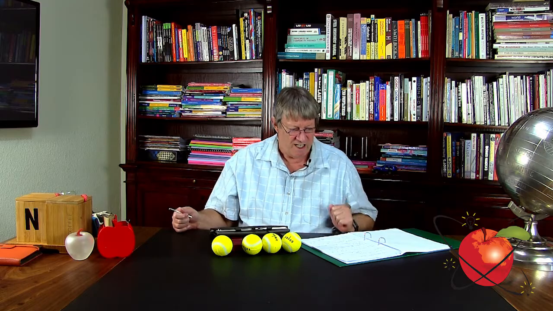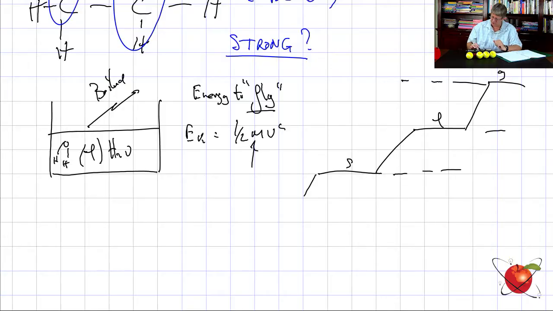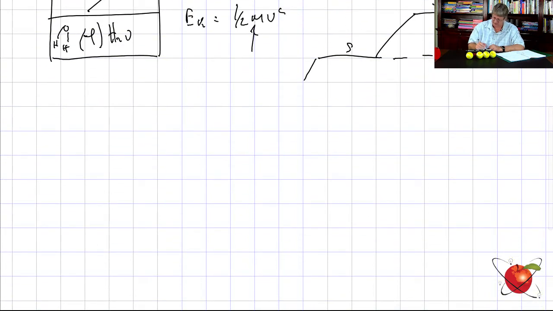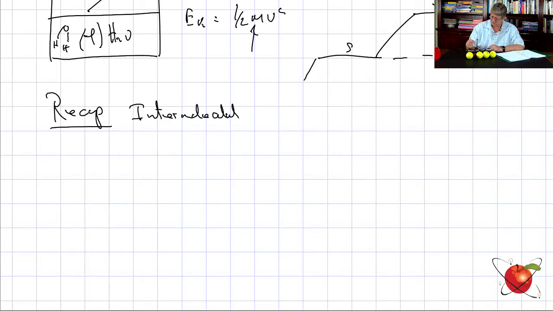I'm just going to leave these guys here for a moment because we're going to refer back to them a few times. So let's just have a look at intermolecular forces. Allow me to recap intermolecular forces. Right, we had ionic.